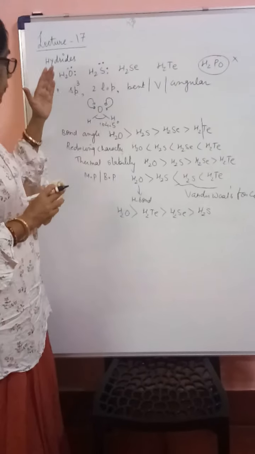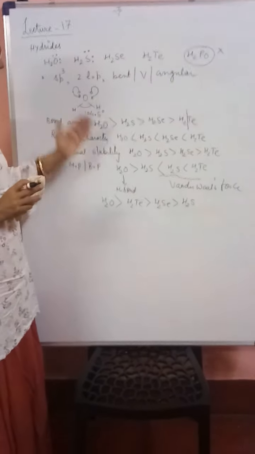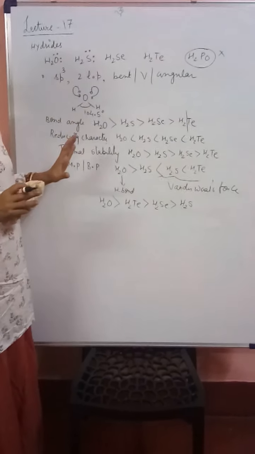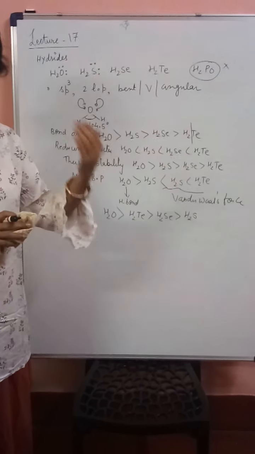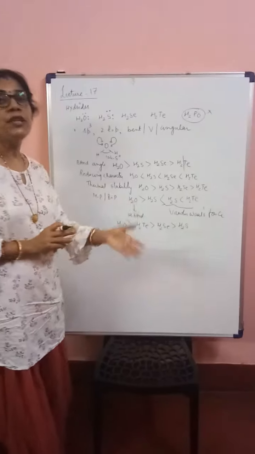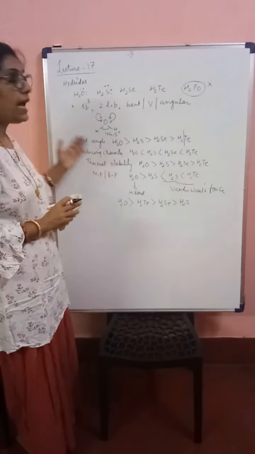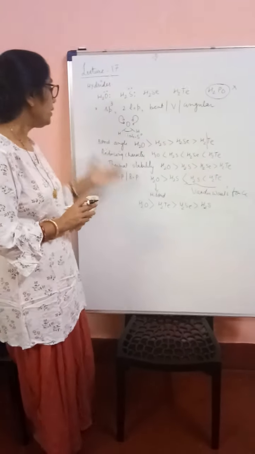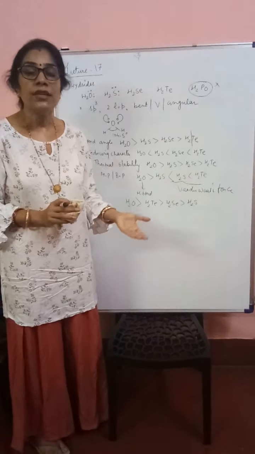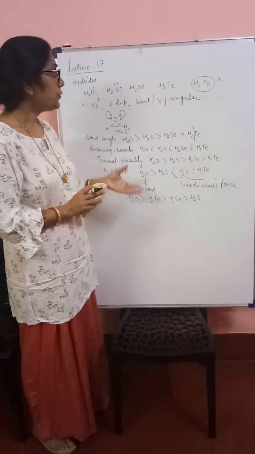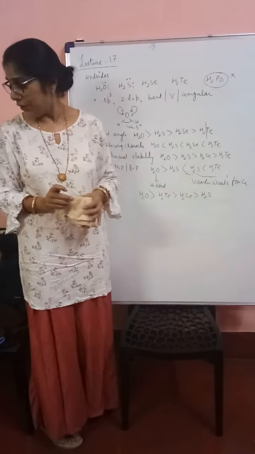So from here, this part, hydrides, is very important: arrange the following hydrides of group 16 as per the instructions. Maybe bond angle, thermal stability, reducing character, melting point, boiling point, and so on. So this is the introductory part, my dear students.